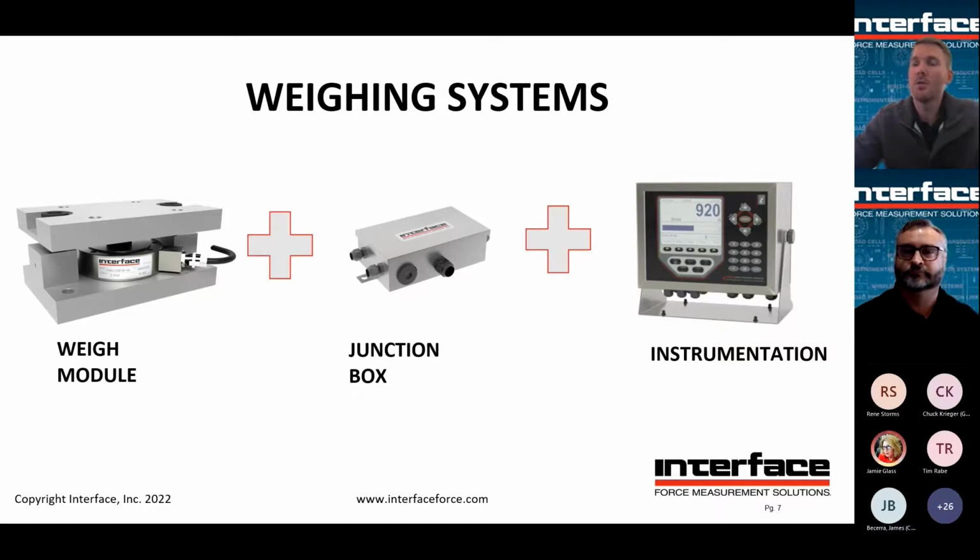When you have more than one load cell in a scale or weighing system, a junction box is typically required. It will sum the cells and provide the instrument a millivolt signal, which will be converted from analog to digital and made viewable on the display. From there, you can do all kinds of things that will be discussed today.